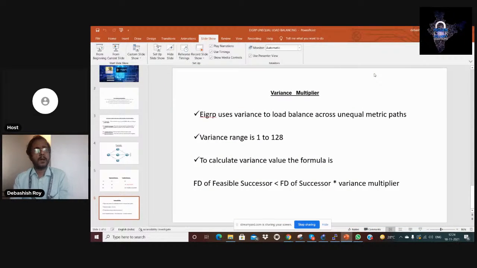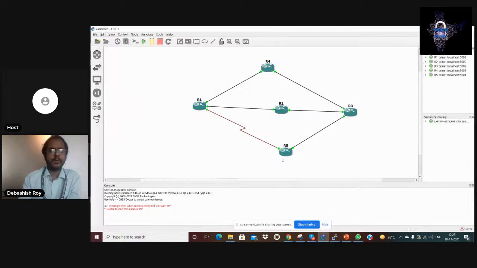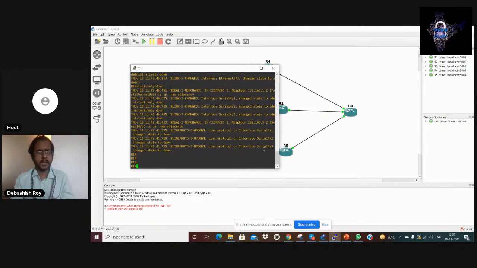And now I will show you how to configure unequal cost load balancing across the routers. For that, we will take the help of the GNS3 simulator. Here you can see that there are many routers in GNS3. It is already configured: R1, R2, R3, R4, R5, all routers are there. If I go to R1, these are already configured. EIGRP is already running.